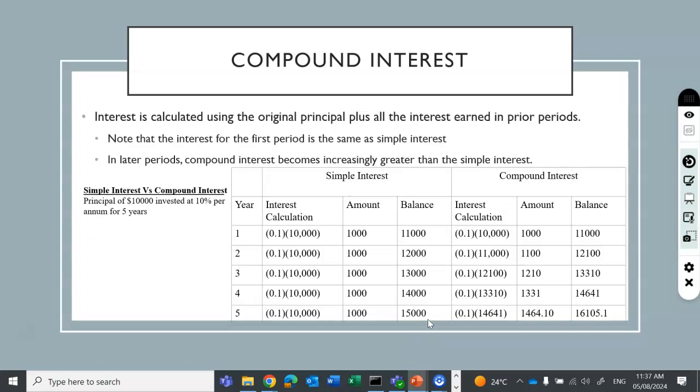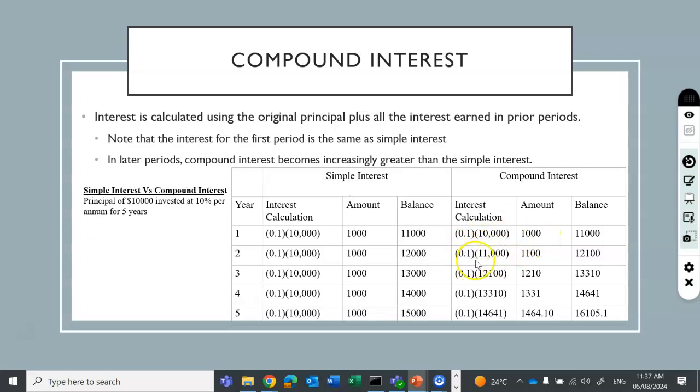Generally, simple interest is for a shorter period of time, a short-term investment. So we have taken 5 years just to compare with compound interest. So here for compound interest, in the first year it is the same. You will receive 10% interest on $10,000, but in the second year you will receive 10% on 10,000 plus 1,000 what you have earned in the previous year.